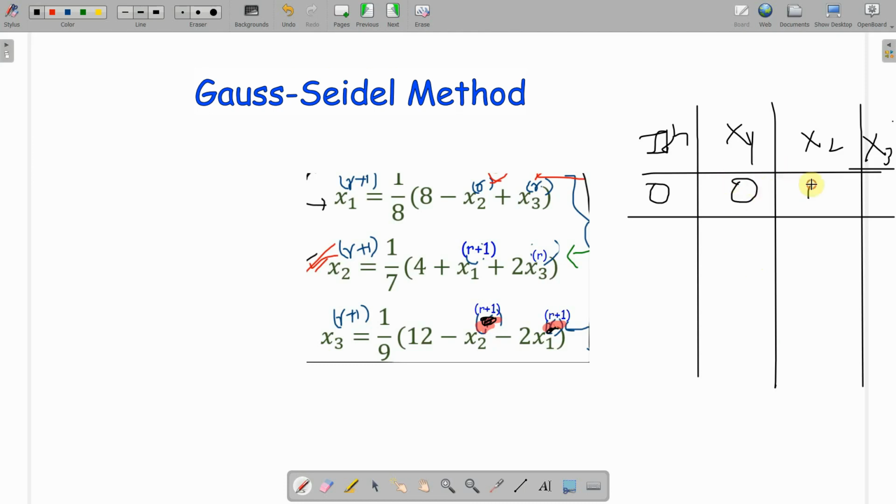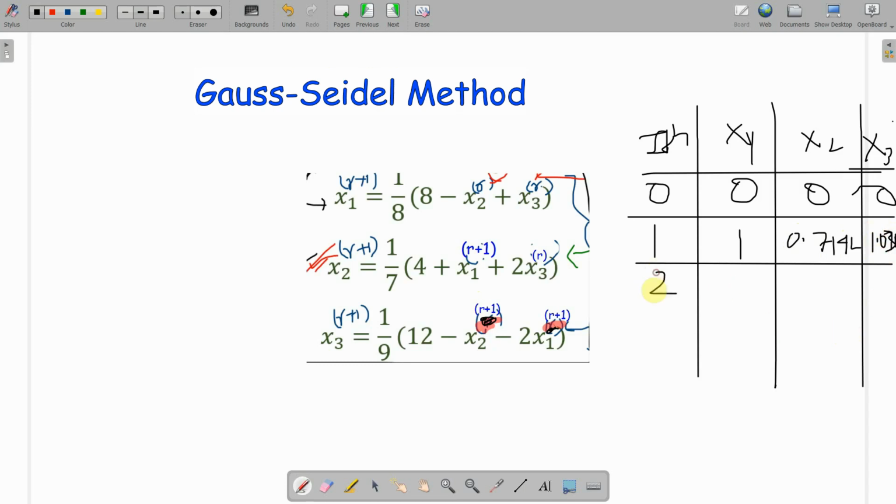So initial approximation 0 0 0. First, what will be the result? The x1 value will be 1. Then x2, this value will be 0.7142, so 5 by 7, right? Yes, sir. What is the value coming? 0.7142. For x3, 1.0317. Okay.